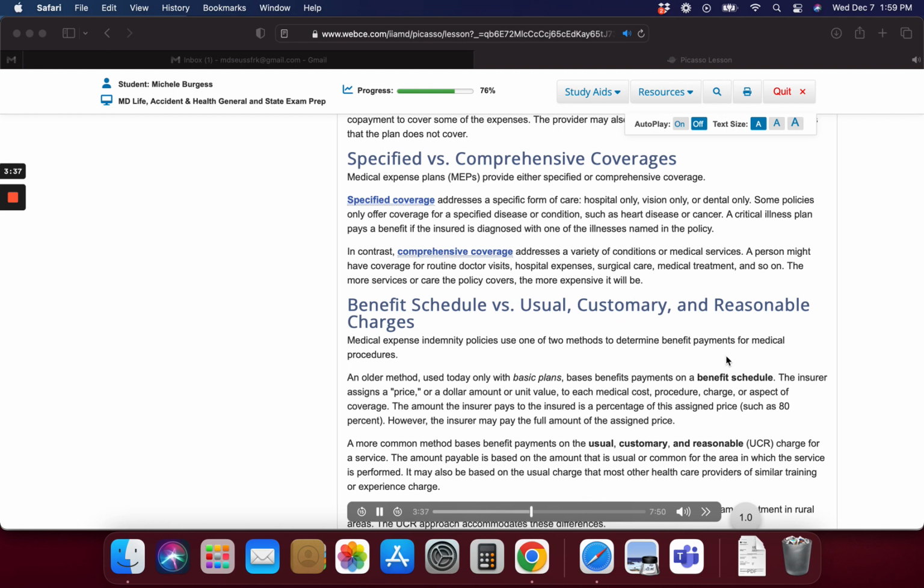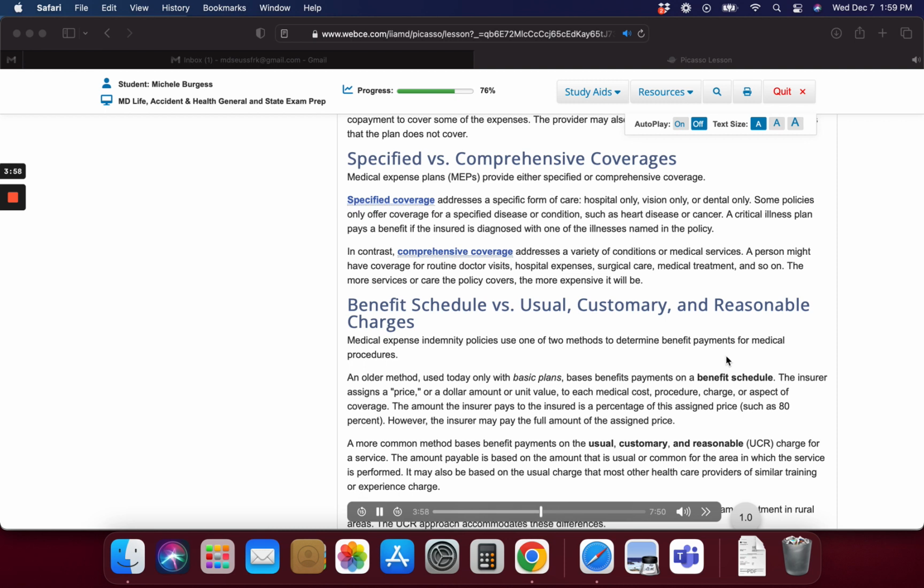In contrast, comprehensive coverage addresses a variety of conditions or medical services. A person might have coverage for routine doctor visits, hospital expenses, surgical care, medical treatment, and so on. The more services or care the policy covers, the more expensive it will be.